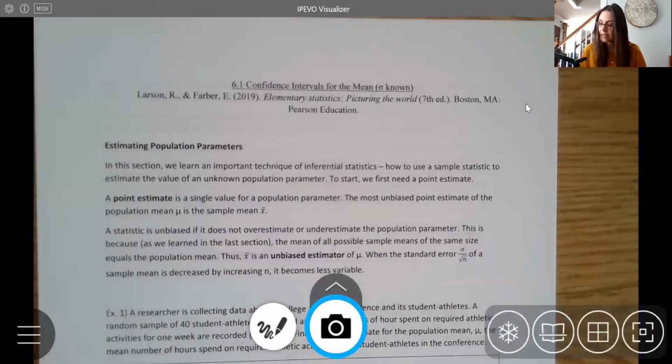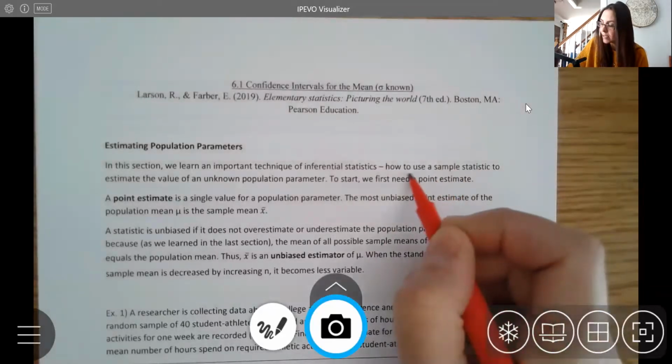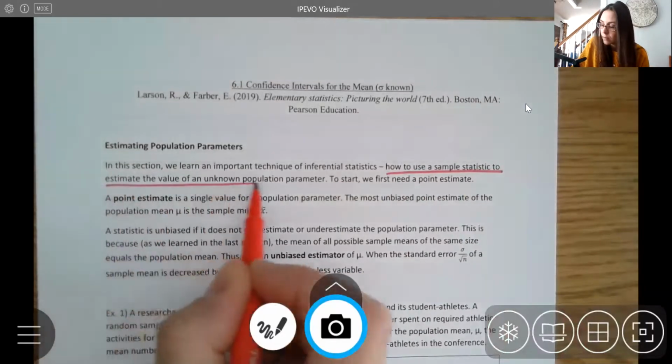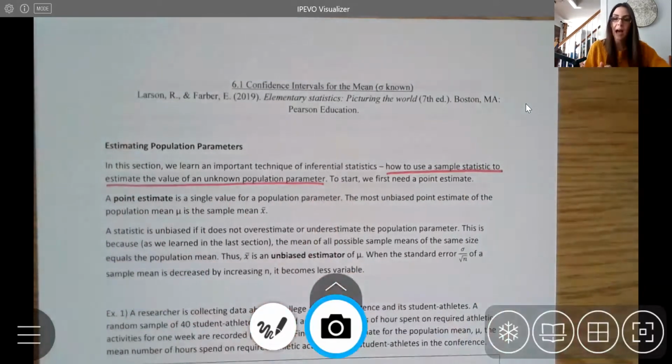All right, so in this section, we're going to learn an important technique of inferential statistics, and it's how to use a sample statistic to estimate the value of an unknown population parameter. Again, we're using our sample data to learn something about the population.